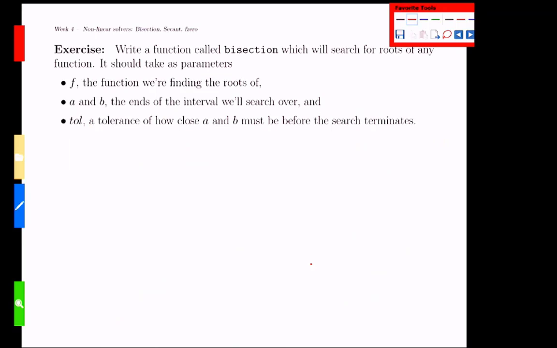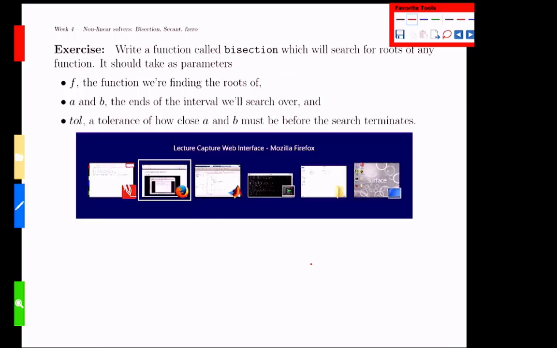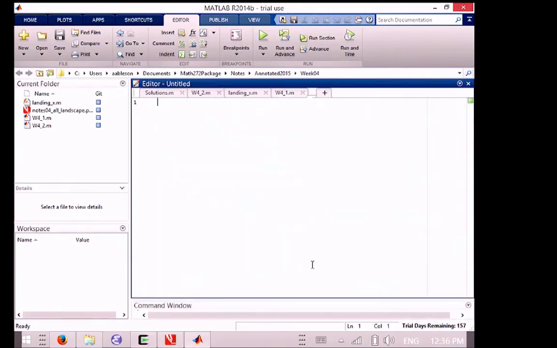So here's how we're going to build it. We're going to build a function, which is also going to have a function as an input, which will get a little meta, but that's fine. So we're going to have 4 inputs to our function called bisection. So let's flip to MATLAB, make a new file, start it with that keyword function, and let's have c be our final value here, and it's going to be called bisection with an f, an a, a b.